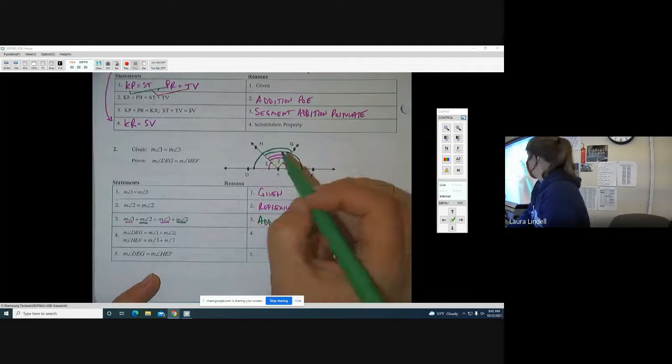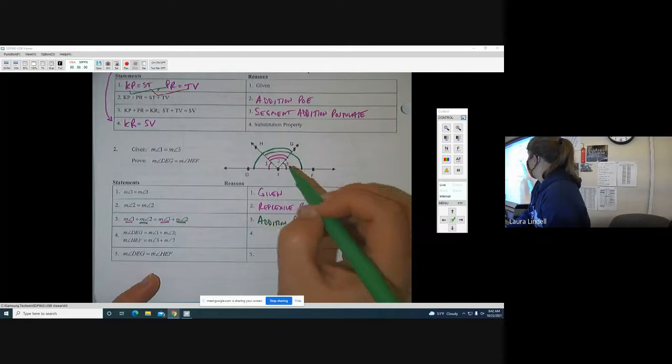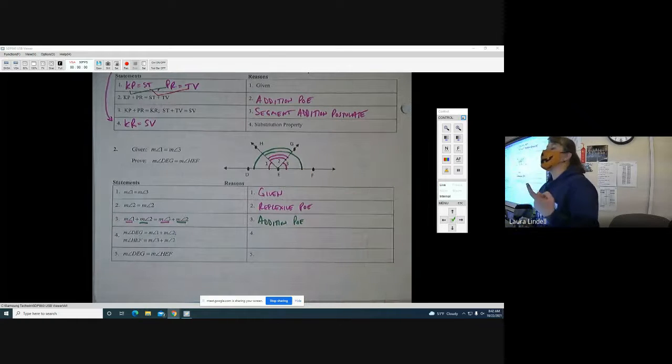So looking at the picture, it should kind of make sense. If you add these two together, you get this one. If you add these two together, you get this one. It's kind of the same thing as proof number 1, but with angles instead of segments. It's very similar to proof 1, except with angles instead of segments.